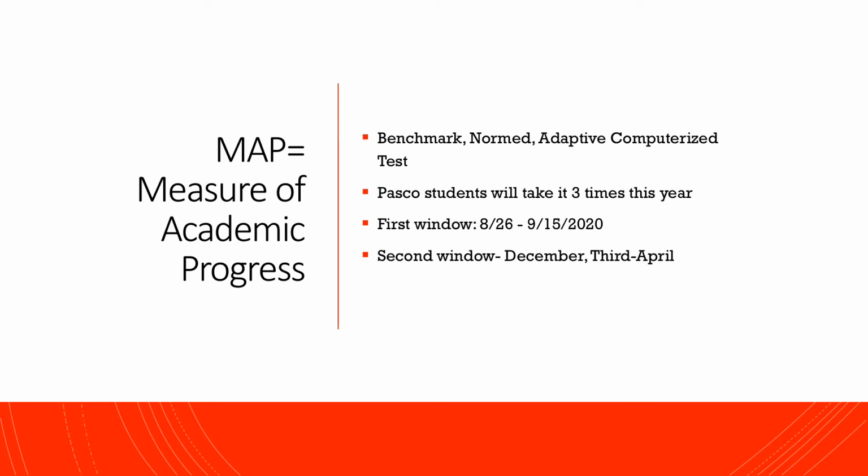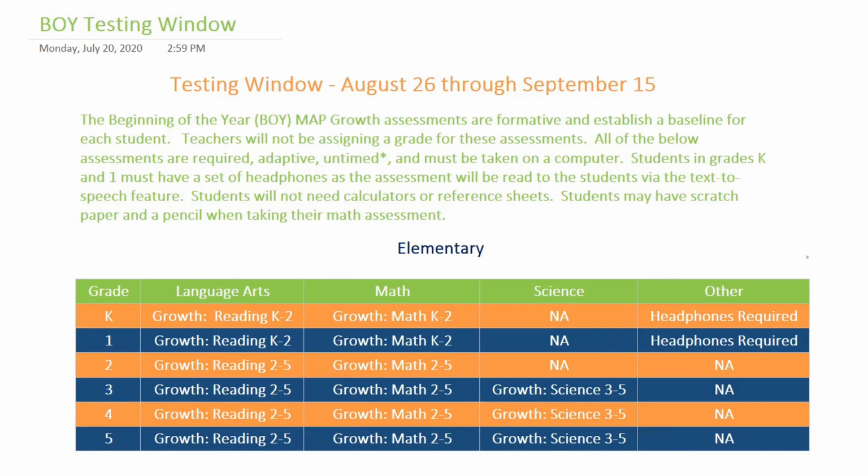computerized. Students are going to take it 3 times this year in Pasco County. The first window begins right in August and runs through September 15th. And then we'll do it again in December and in April, and this is in place of quarterly tests. So that first one is really just a formative to give us a baseline of information for each student.